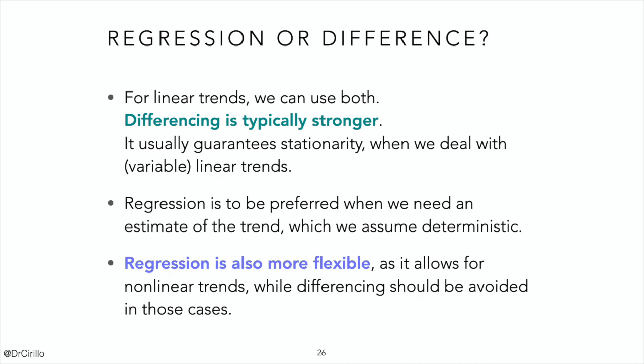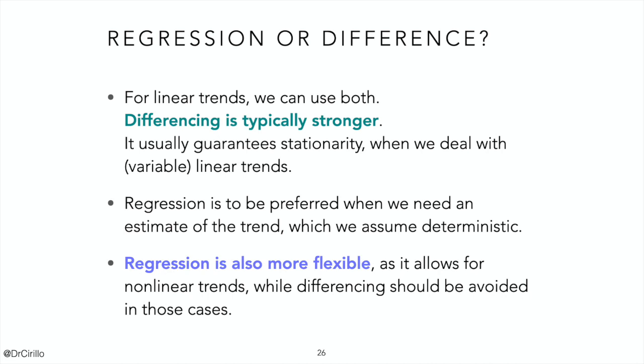Can you see that? In the case of a linear trend, the choice between differencing and linear regression is a personal choice, a matter of personal preferences, because in case of a purely linear trend, you will tend to obtain the same results. The point is that in reality nothing is pure, so it's very rare to find a purely linear trend.